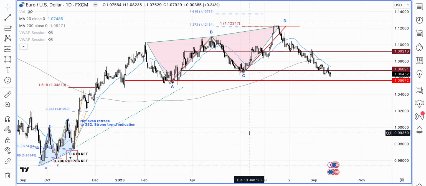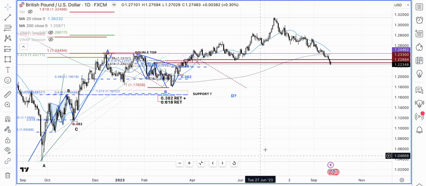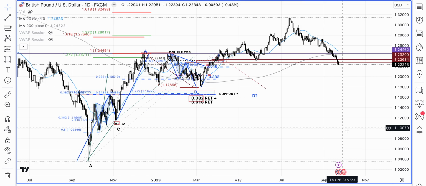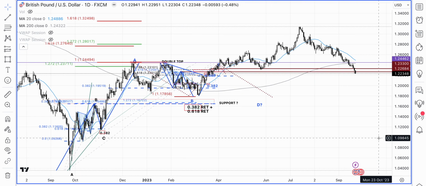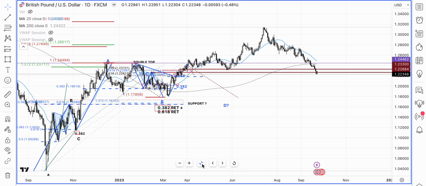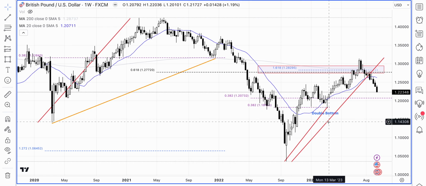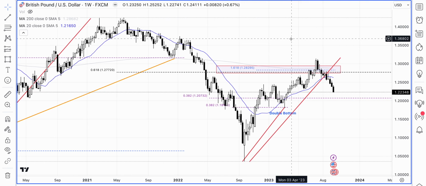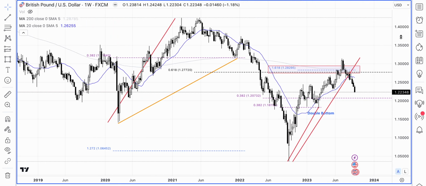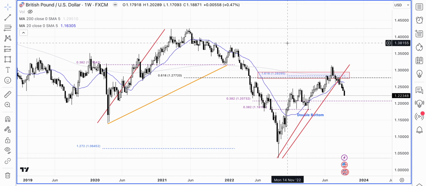Let's move to the GBPUSD. So that's the cable. The picture is a little bit different. In fact, what we see in the cable is a lot more weakness. Let me move to the weekly chart where things are a little bit more clear. So here, what we see is something we really like to cover, a market chart pattern, which is the concept of market symmetry.